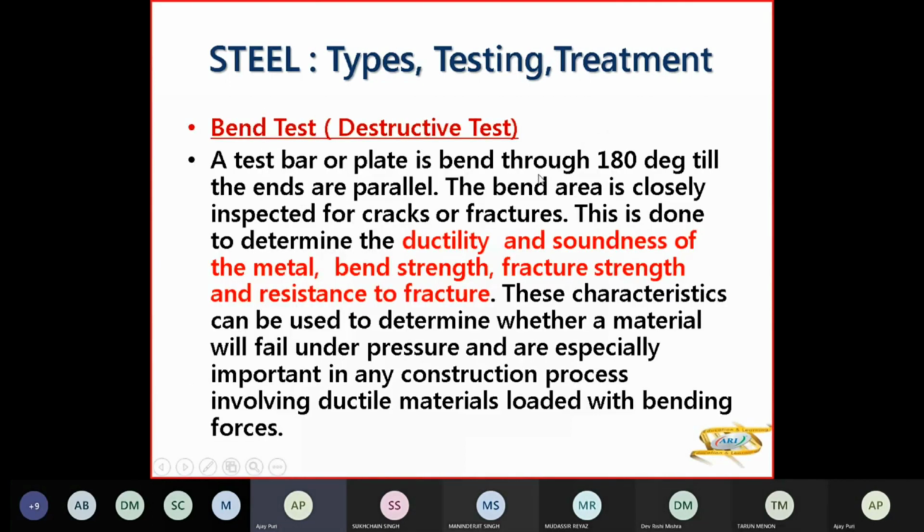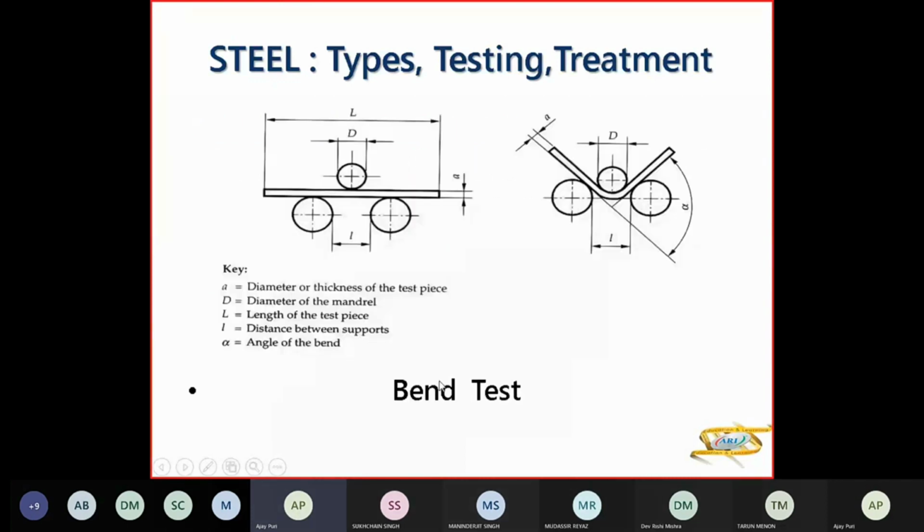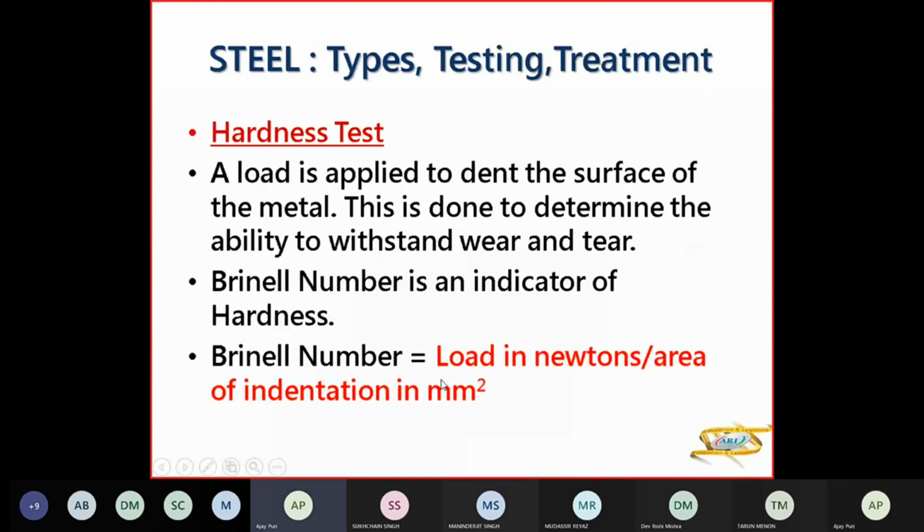The test bar or plate is bent through 180 degrees, so the ends are parallel. Bend areas are closely inspected for cracks. So you check your ductility, soundness of material, bend strength, fracture strength, and resistance to fracture. You'll see at what angle it will fail under pressure and bend, so that you accordingly use the ductile material. That's the bend test. Third destructive test is your hardness test.